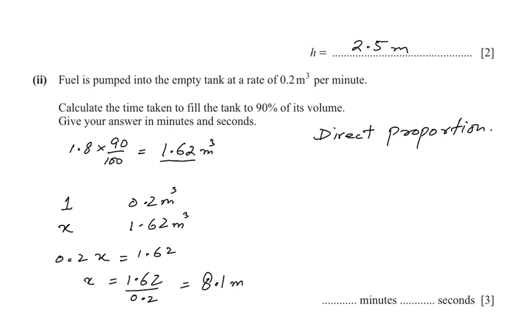Now look at the question again. In this line it is given, give your answer in minutes and seconds. So 8.1 minutes has to be converted into minutes and seconds, because the answer space requires minutes and seconds. 8.1 means we have 8 whole minutes and 0.1 minutes. When we convert the decimal part of a minute into seconds, we multiply it by 60 and it becomes 6 seconds. So the total time is 8 minutes and 6 seconds.